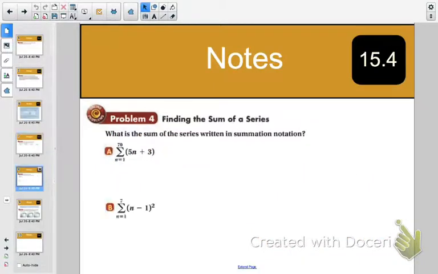What is the sum of the series written in summation notation? And these are both finite sums, so we can find those. Well, at least for A, it's mx plus b, so it's arithmetic, so we can say S of, now remember we're going to subtract 70 minus 1 and then plus 1, so there's 70 terms here. 70 divided by 2 times first term plus last term. To do that, you just plug the numbers in.